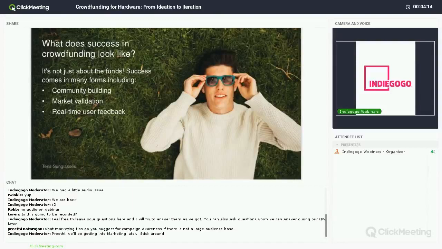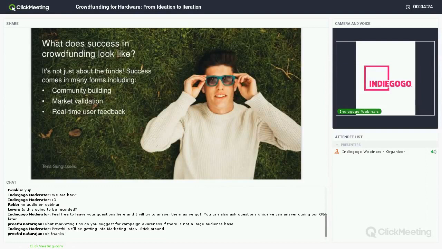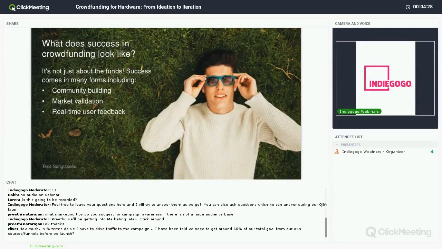Of course, real-time user feedback is really part of it. Like I mentioned, you can have polls running, and you can also monitor the comments section, or with the updates that you can post, you can also see reactions that people have. So you can really see how your product is coming across to your audience.